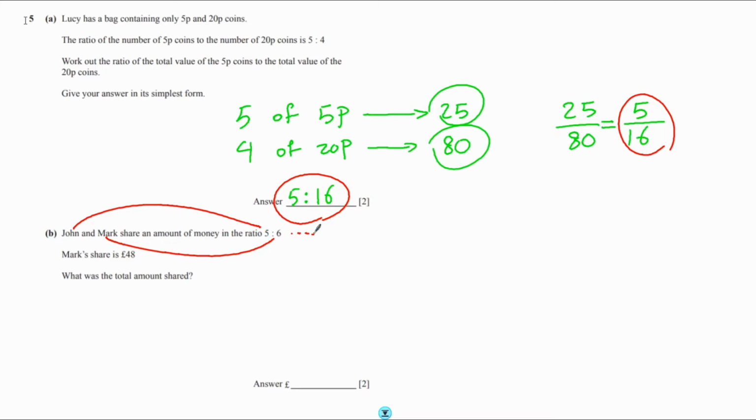So Mark's share is £48. What was the total amount shared? So Mark's share is £48. What is the total amount shared? So we have again 5 to 6, and 6 is Mark, and 5 is John in here. So the share is 5 to 6. We have Mark's share is 48 pounds.